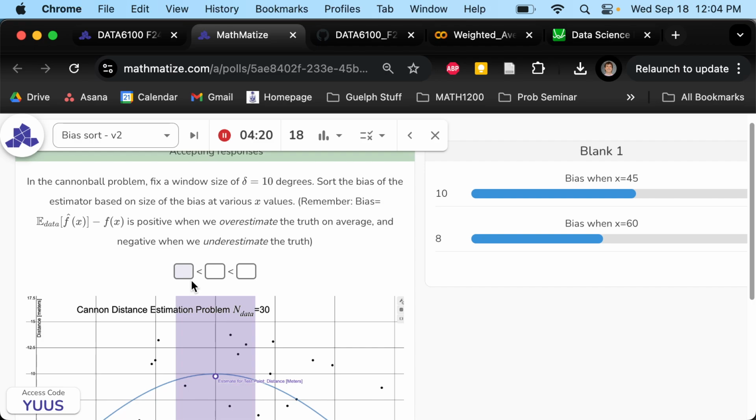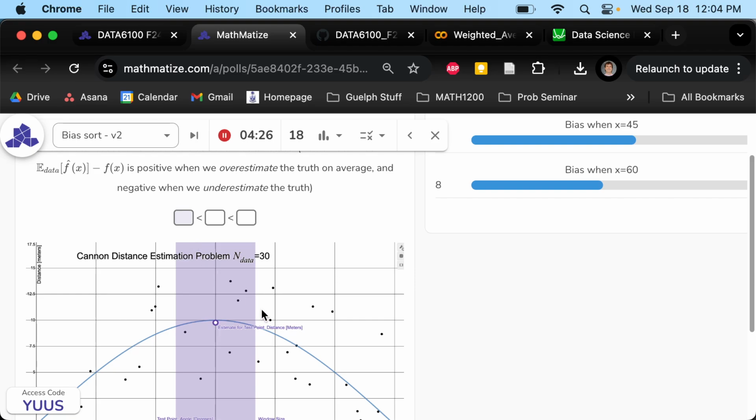Does somebody from either camp, somebody who chose x equals 45 or somebody who chose x equals 60, want to explain to me why they think that is the most negative bias? Yeah. So I chose x equal 45 because the estimated value is near to the true value, because the curve is flat, so bias will be less.